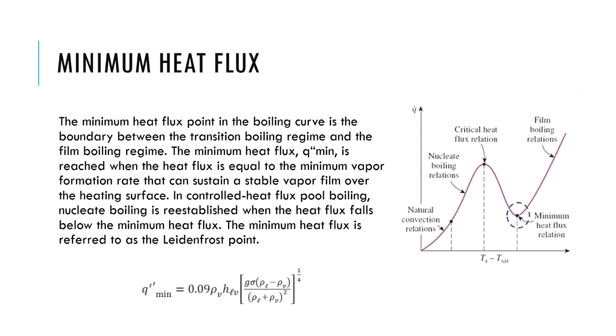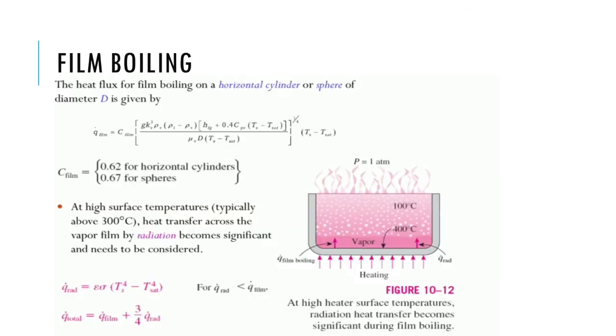In the controlled heat flux boiling, nucleate boiling is established and then the heat flux falls below the minimum heat flux point. The minimum heat flux is referred to as the Leidenfrost point. Here we can see the Leidenfrost point in this graph marked with the blue dotted circle. Q minimum is equal to 0.09 rho V HFG into the fourth root of g sigma rho L minus rho V divided by rho L plus rho V, whole squared.